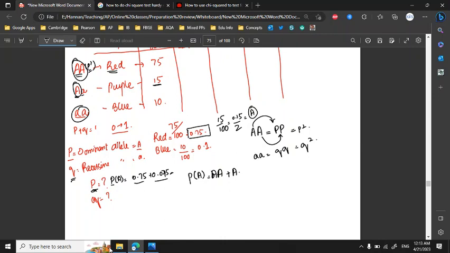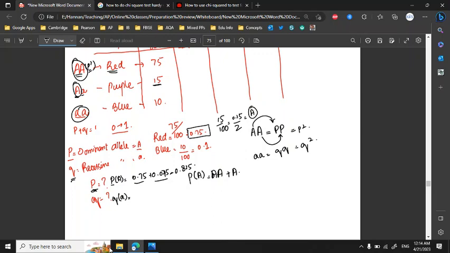0.75 plus 0.075, that would be, sorry, I put it wrong, 0.75 plus 0.075, that would be 0.825. Now with the same method you are going to find out the probability of recessive allele, which means Q.